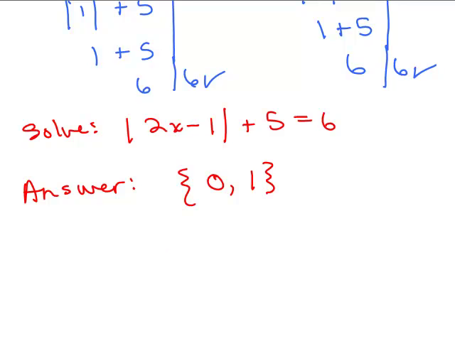All right. So we've done a couple problems where the number on the right-hand side of the equal sign was positive. We isolated the absolute value. Go on to the next video, and we're going to do some more cases where it's equal to 0 or a negative number on the right-hand side of the equation.